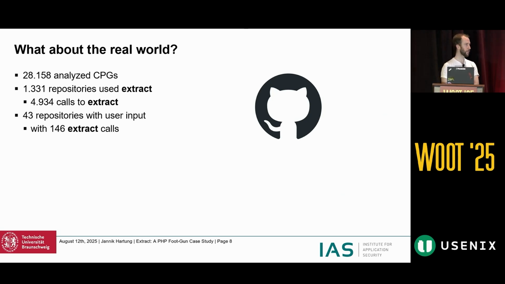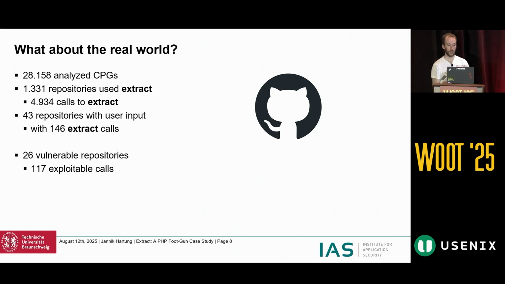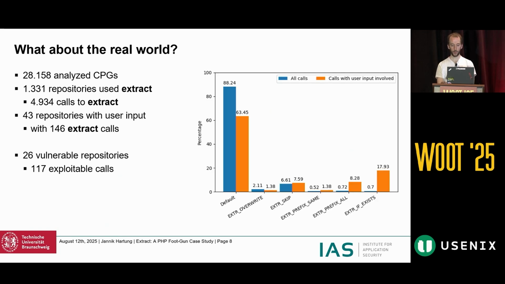We looked at all these extract calls and found that in 26 applications, there were actually over 100 exploitable calls. And we will go into more detail on what exploitable means in this actual context and not in this CTF task that we saw before. And additionally, we looked at how the flags were used that we talked about earlier.